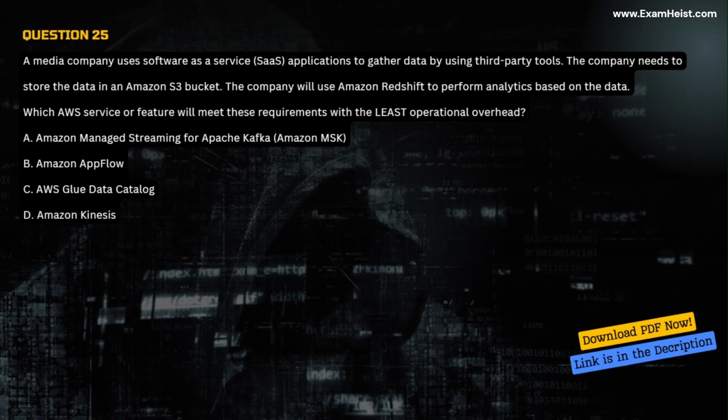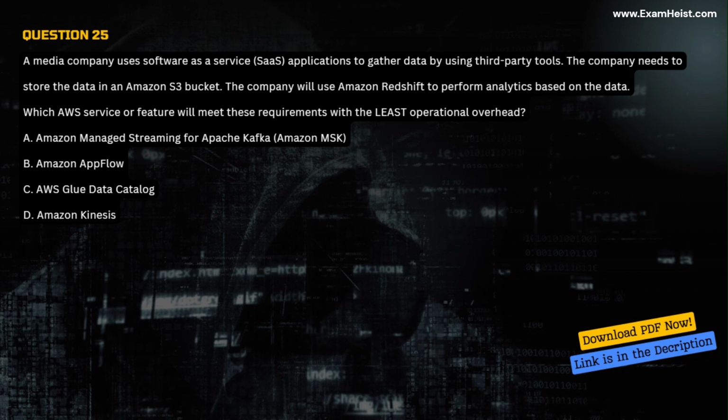Question 25. A media company uses software as a service (SaaS) applications to gather data by using third-party tools. The company needs to store the data in an Amazon S3 bucket. The company will use Amazon Redshift to perform analytics based on the data. Which AWS service or feature will meet these requirements with the least operational overhead? A. Amazon Managed Streaming for Apache Kafka (Amazon MSK). B. Amazon AppFlow.